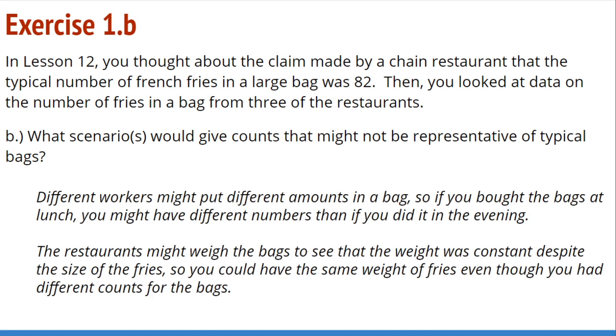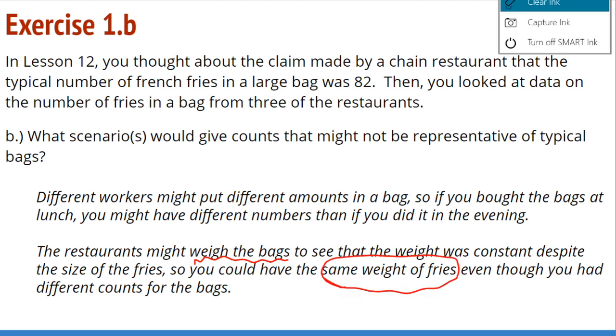Well, there might be different workers, so we might have different people who are filling the bags. If I bought the bags at lunchtime, they might have different numbers than if I bought the bags in the evening. It might be that some of the restaurants weigh the bags, so they don't count the French fries. Instead they say we're going to put a half a pound of French fries in each bag. That could lead to different numbers of fries. The weight of the bags might be the same, but the number of fries might be different.